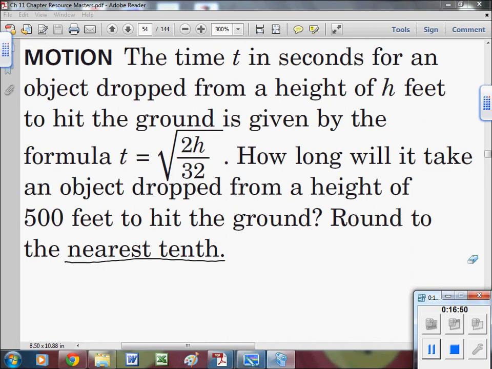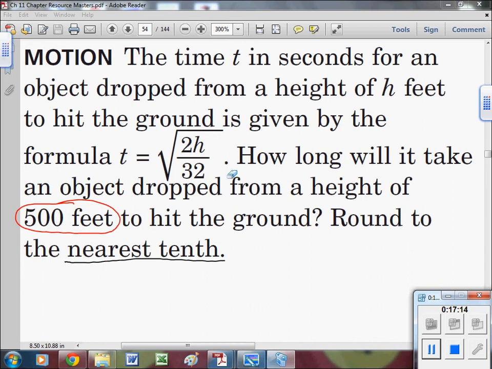All right, so this problem is about motion. It says the time t in seconds, so t is seconds, for an object dropped from a height of h feet, so h is the height, to hit the ground is given by the formula time equals the square root of 2 times the height divided by 32. How long will it take an object dropped from a height of 500 feet to hit the ground?